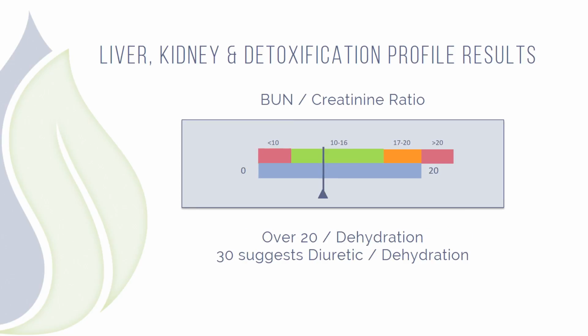The BUN to creatinine ratio is something that we've found exceptionally helpful. A BUN to creatinine ratio of 10 to 16 is the DestinyWell optimal zone. Less than 10 is too low, 17 to 20 is mildly high for DestinyWell, and greater than 20 is too high. Our reference lab range is between 0 and 20. The best thing about the BUN to creatinine ratio is that since BUN is more sensitive to hydration effects, you can tell if a person is dehydrated.